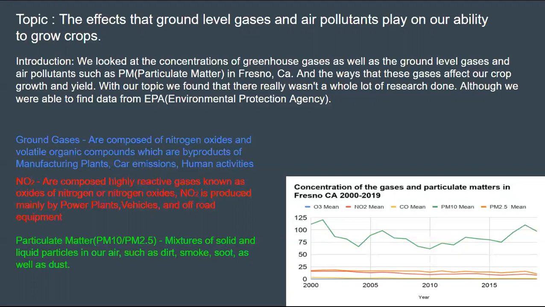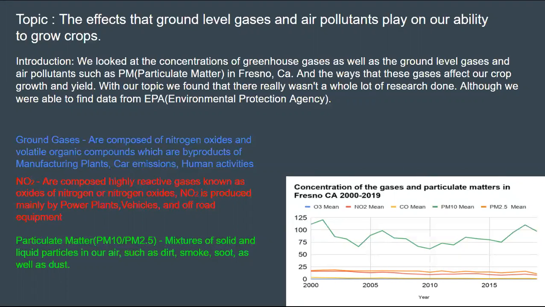In blue, we have ground gases, which are composed of nitrogen oxides and volatile organic compounds, which are byproducts of manufacturing plants, car emissions, and human activities. Under that, in red, we have carbon dioxide, which are composed of highly reactive gases known as oxides of nitrogen and nitrogen oxides. Nitrogen dioxide is produced mainly by power plants, vehicles, and off-road equipment.